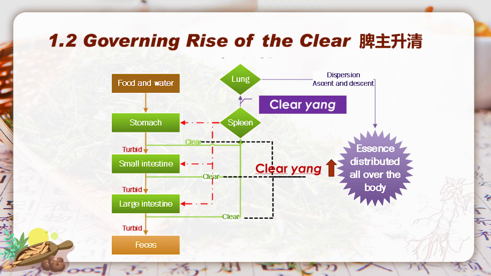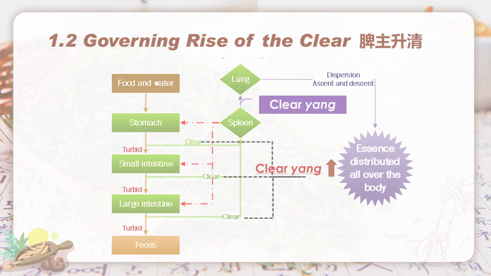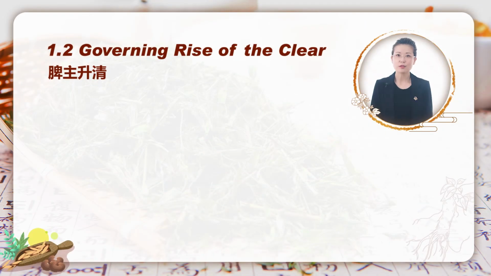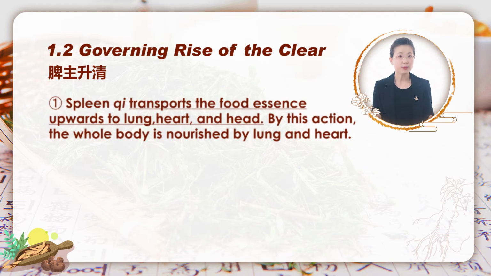Meanwhile, spleen also raises some part of the food essence to heart, head, those upper regions of the body. Therefore, the first implication of spleen governing rise of the clear means that the spleen qi transports the food essence upwards to lung, heart, and head. By this action, the whole body is nourished by lung and heart.